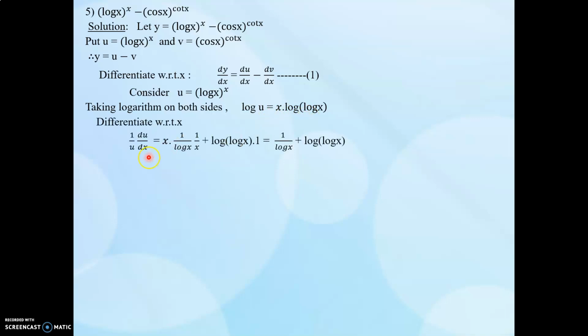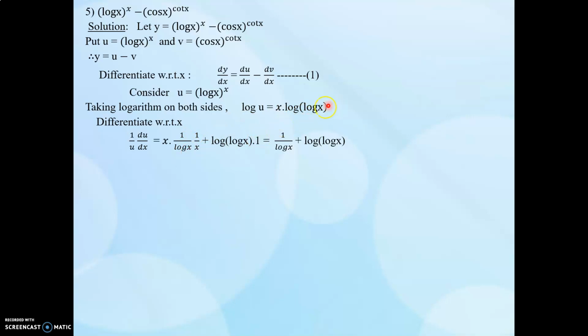Now we will consider one by one. So u is equal to log x raised to x. Taking logarithm on both sides, log u is equal to x into log of log x. Differentiate with respect to x, 1 upon u du upon dx is equal to x into derivative of log x is the next term. That means derivative of log x is 1 upon log x.